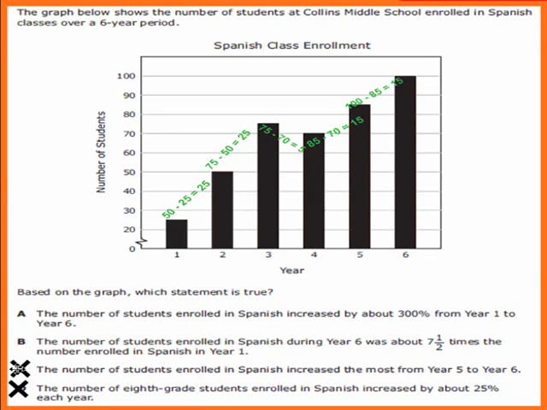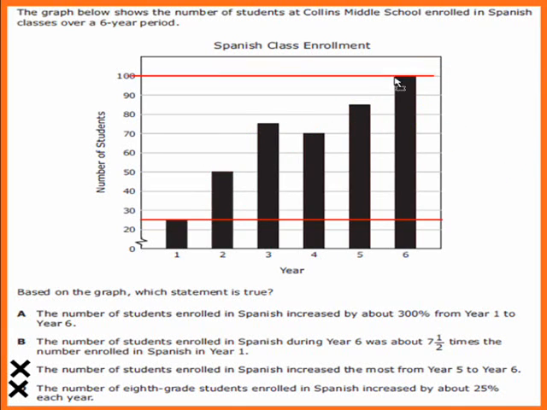If I look at A and B, they're both looking at years 1 to year 6. So if I just draw a line to look at from year 1 to year 6, here's year 1. I'm going to go ahead and pull this other information off. And year 6 is way up here at 100. If I look at year 1, it represents 25 students, even though it looks to be a lot shorter because remember we have that break in the graph down here between 0 and 20.